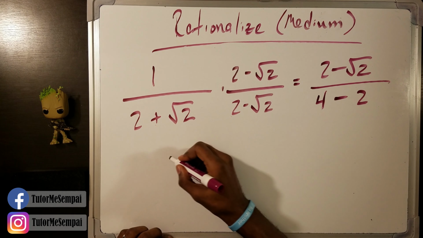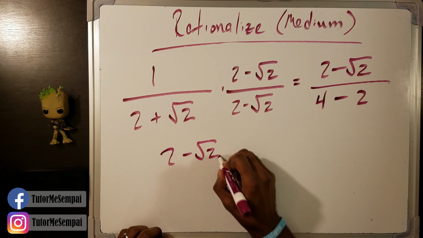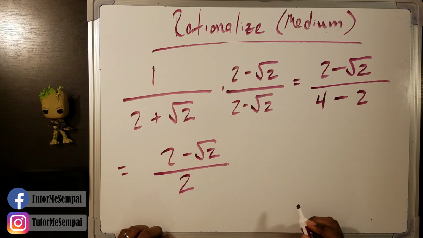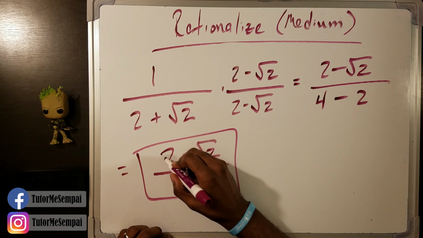And you see our sign is going to make that a negative. Now we can simplify this to be 2 minus the square root of 2 all over what? 4 minus 2 gives us 2. This is going to be our answer. Now this is a 2 here.